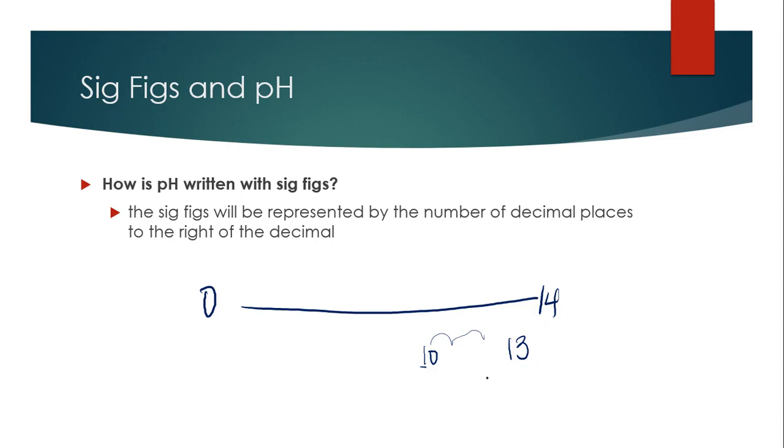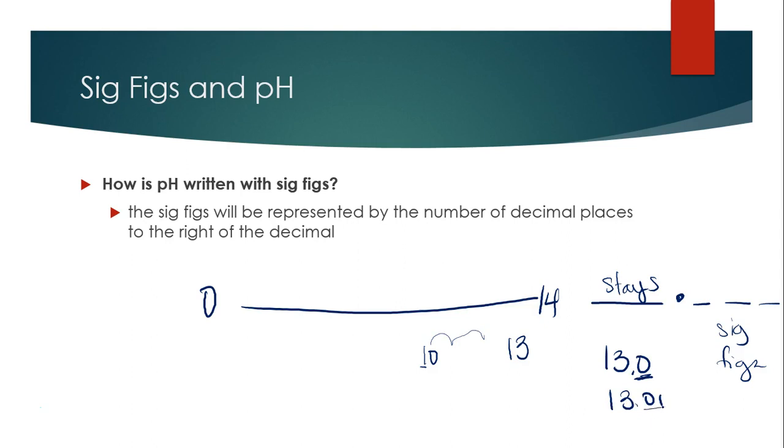So with sig figs, what we assume is that you have to have everything to the left of the decimal place. All of that stays, and the sig figs are shown with the number of decimal places that you have. So if I have a pH of 13.0, what that tells me is it had one sig fig. The concentration had one sig fig. If I have a pH of 13.01, that right there has 2 digits to the right of the decimal.